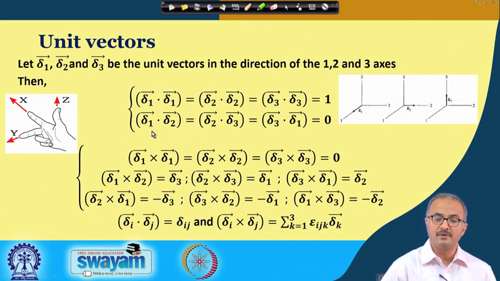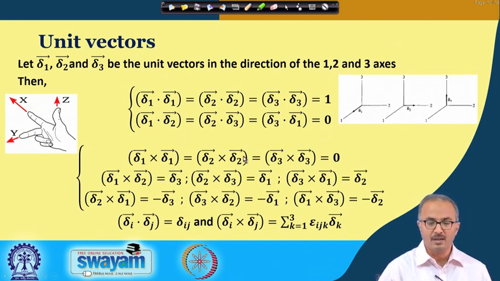And if we have delta 1 dot delta 2, delta 2 dot delta 3 or delta 3 dot delta 1, they are all at 90 degrees to each other, perpendicular to each other. Perpendicular means cos 90 is 0. So due to cos 90, this dot product comes to 0.